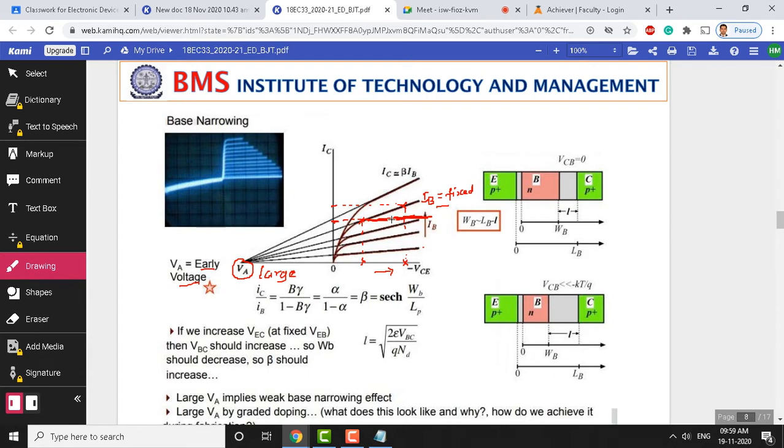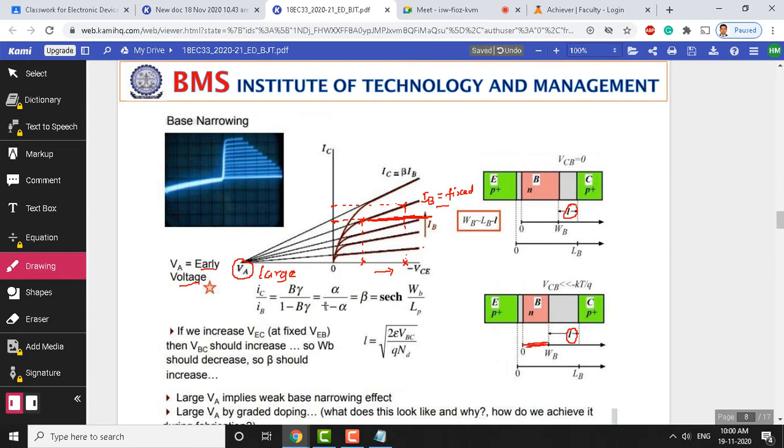Now the next thing we want to make clear is the type of transistor we have preferred for the base narrowing effect, the P plus N P plus transistor. This is with the reverse voltage taken as 0, and as you increase the reverse voltage, you can see in the second graph. When you increase the reverse voltage, without reverse voltage this L is very small, and with increased reverse voltage, L has become large. The depletion region has extended towards the base region, and WB has decreased. This is the WB, this distance.